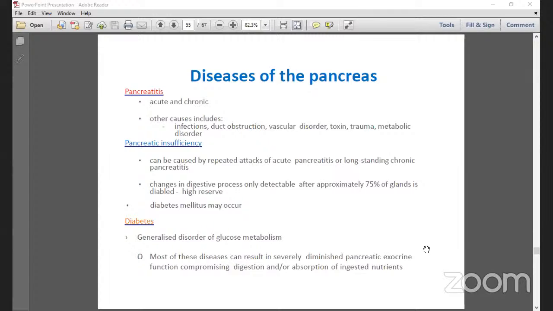And then there's pancreatic insufficiency, a lack of pancreatic enzyme production. It can be caused by repeated attacks of acute pancreatitis, or it could be due to chronic pancreatitis. Another one is diabetes. As we know, diabetes is related to glucose metabolism. There will be hyperglycemia, high glucose in the blood circulation. Most of these diseases can result in a severely diminished pancreatic function. It will compromise the digestion and also the absorption of the ingested nutrients.